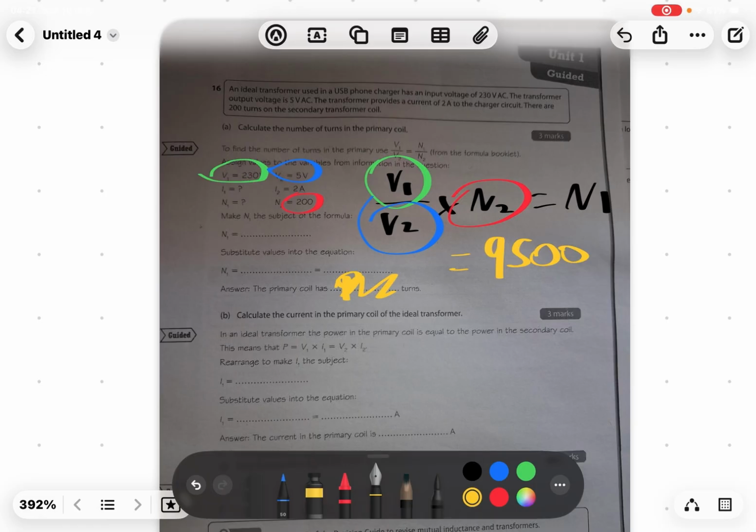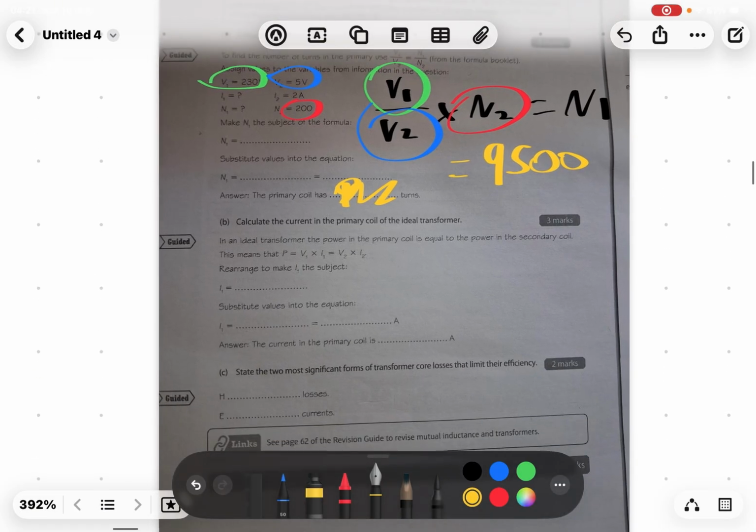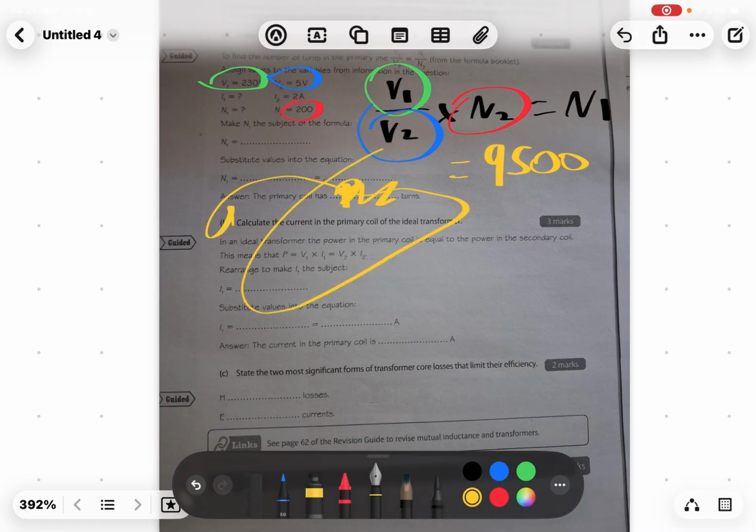So yeah, and after that, calculate the current. The way we do that is also very simple and pretty easy. We have the formula for power, which uses current and voltage, and it's the same for both sides, they're equal, as we found here. So we just have to make it the subject, in a way.